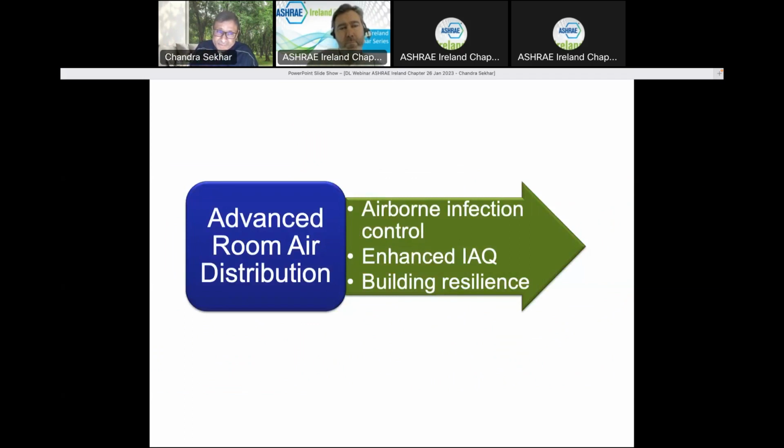Let me now come to the advanced room air distribution, which is really the main purpose of what I want to talk about in this webinar. Airborne infection control is the primary reason why advanced room air distribution is important. Another is enhanced indoor air quality during what I call the peacetime or the non-pandemic time. You would still want to get better indoor air quality to the people in your building, and we want to make sure that the building can actually provide improved air quality for everyone and not just 80% of the people or 90% of the people.